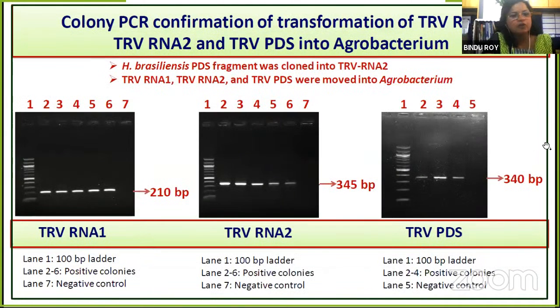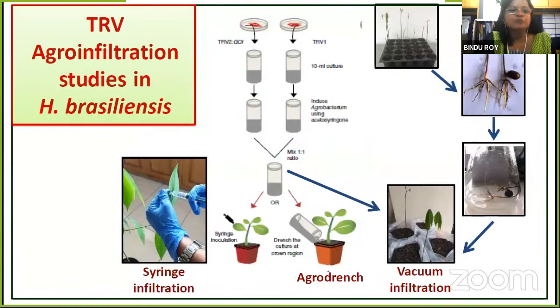Now, after the incorporation, we went in for colony PCR to confirm the transformation with TRV RNA1, RNA2, and the PDS into agrobacterium. So here we have the RNA1, RNA2 amplified, and the PDS gene which has been amplified. The colony PCR confirmed that it has been incorporated. Now, I said that we have made use of 3 different techniques for agro-infiltration.